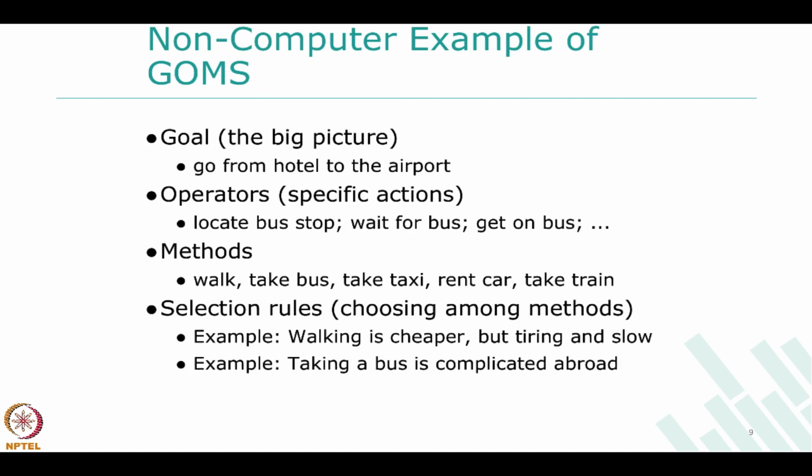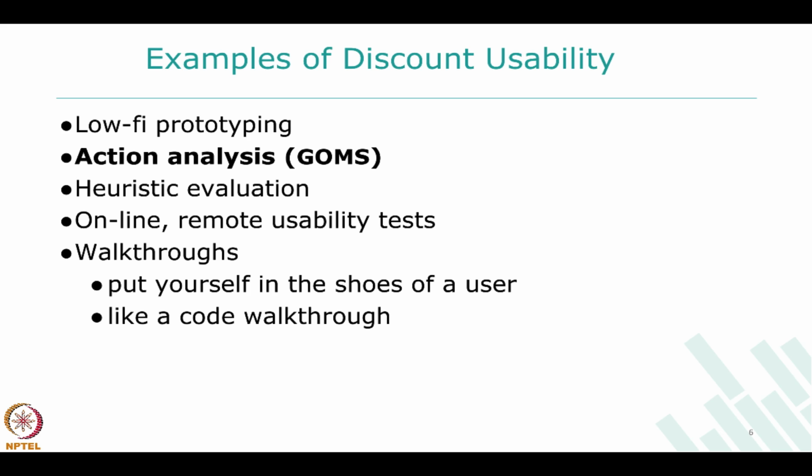Let me go back to the slide. This is the slide which gives you a list of usability engineering methods also, right? Low fidelity, GOMS, online and remote usability, walkthroughs. In all of these, the users are generally giving you feedback, whereas in the heuristic evaluation, they're giving you specific inputs on the heuristics that are provided to them.